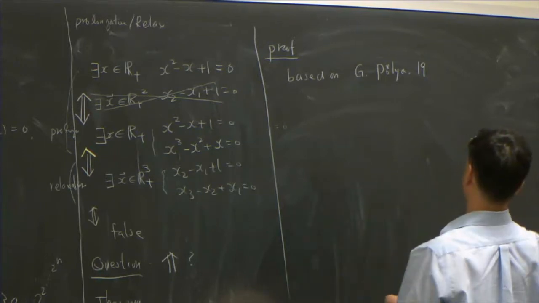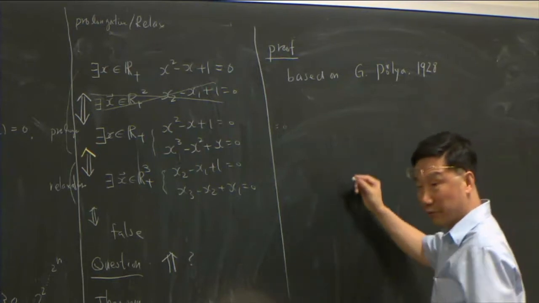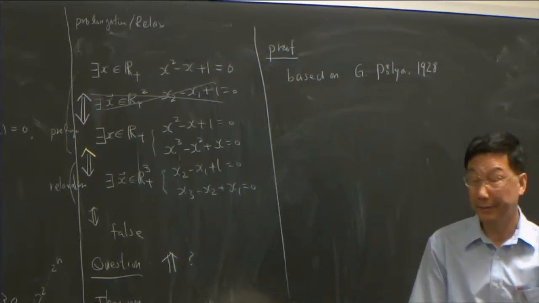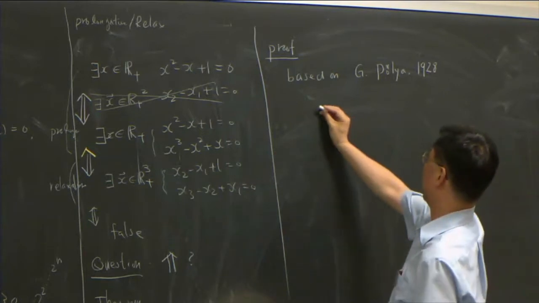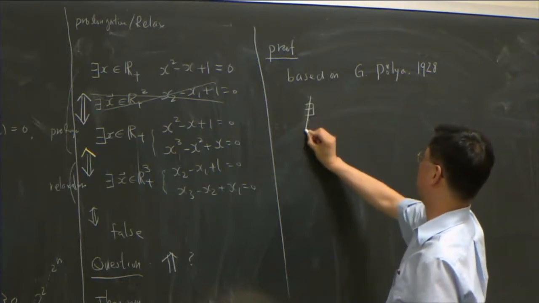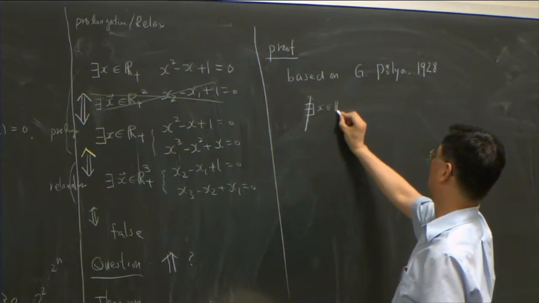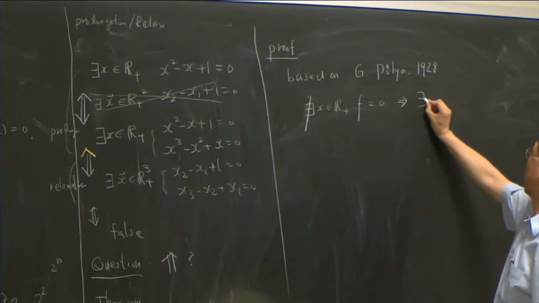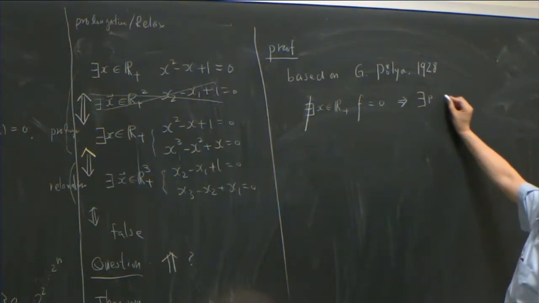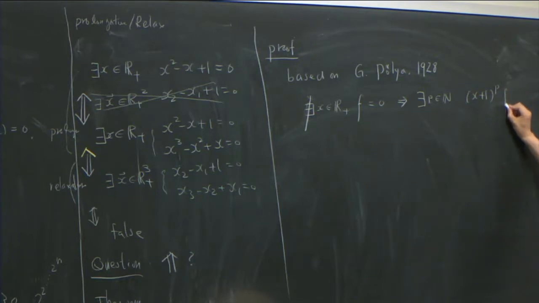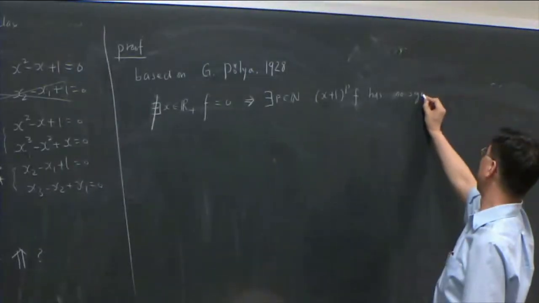Okay, here comes. 1928, correct. Polya proved the following theorem. Actually, Polya proved a much more general version of this. I'll state only a specialized version. We prove the following: if a polynomial f has no zero over the positive reals, then there exists a natural number p such that (x plus 1) to the p times f has no sign variation.